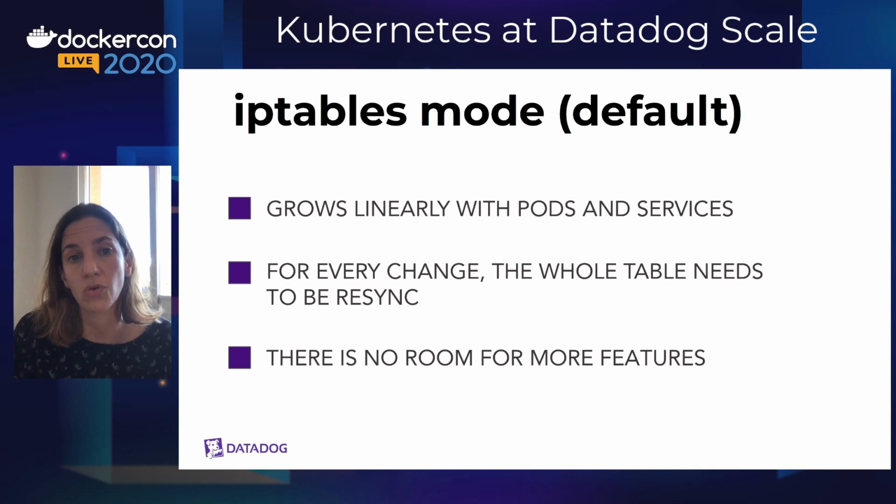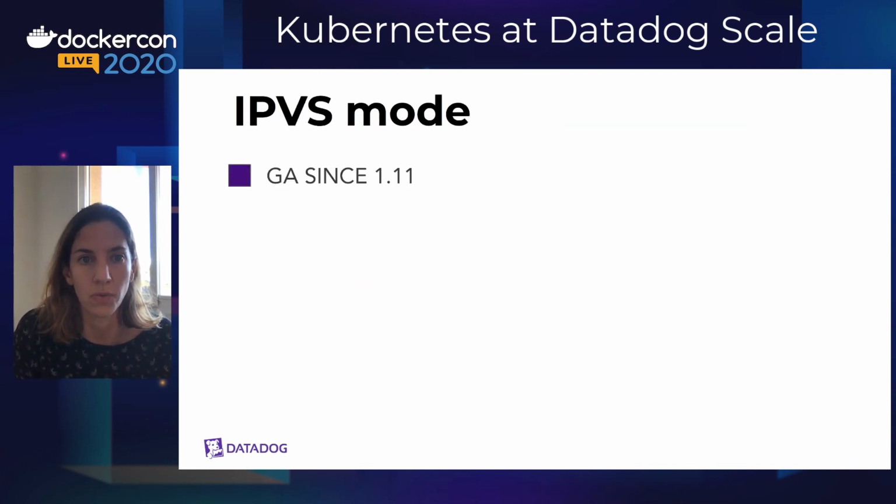That table is going to grow linearly with pods and services. So obviously as you scale, it's going to take longer to find the right pod. Also, for every change, the whole table needs to be resynced. And from a Kubernetes developer point of view, there is another issue: there is no room for more features. So they wanted to improve kube-proxy, and iptables didn't accept a lot more.